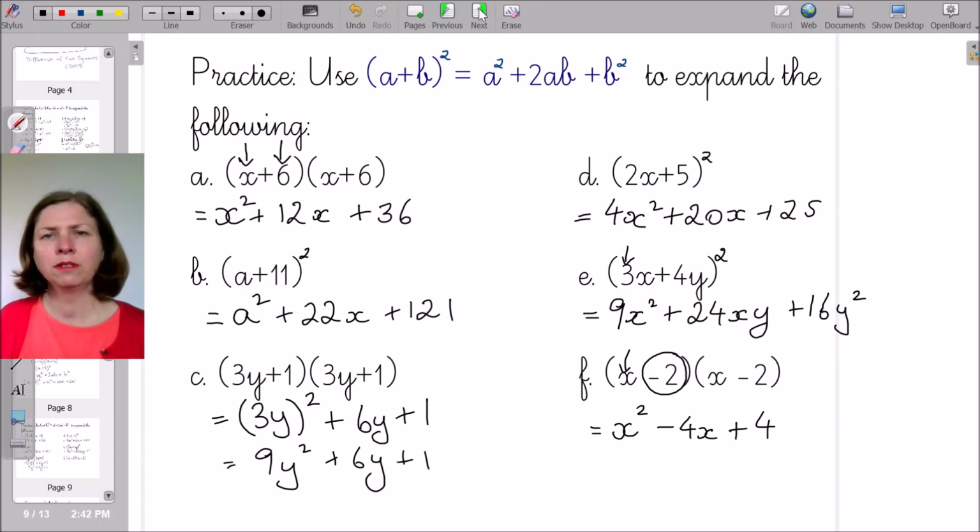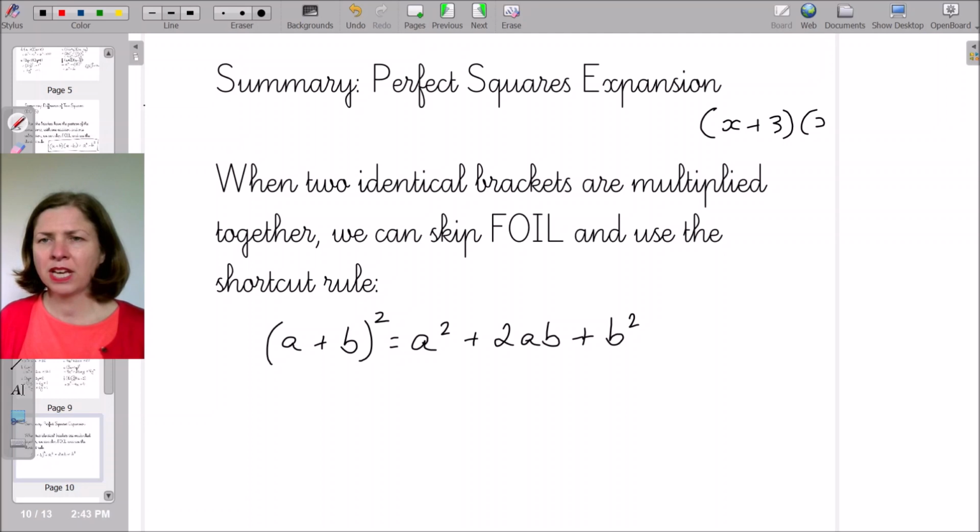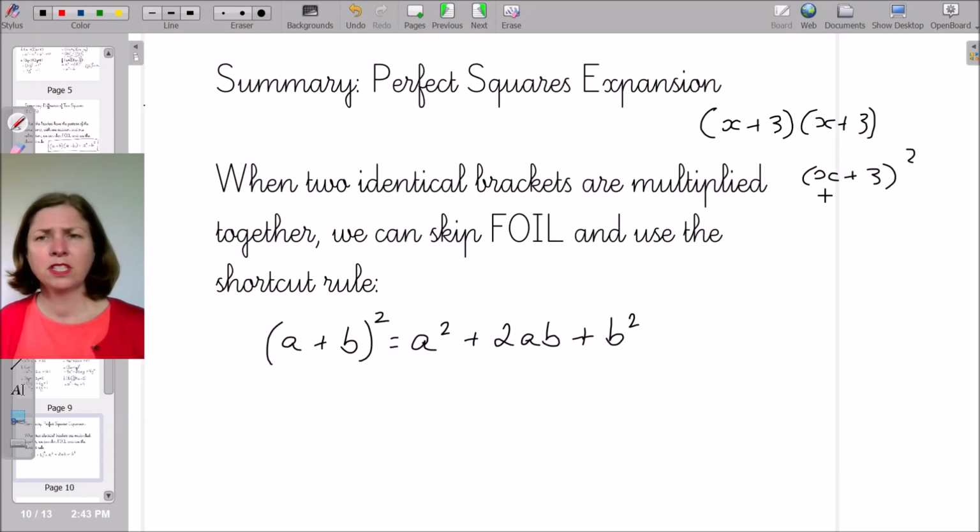Okay, so let's have a look at a summary. For my perfect squares expansion, when I've got two identical brackets that are multiplied together, and that's what I've got here, a plus b squared, and sometimes you'll see it written like this, x plus 3 times x plus 3, and sometimes you'll see it written like this, x plus 3 squared. Those two are the same. So if you see that, you know you've got a perfect squares expansion. Then we can skip FOIL and use the shortcut rule.